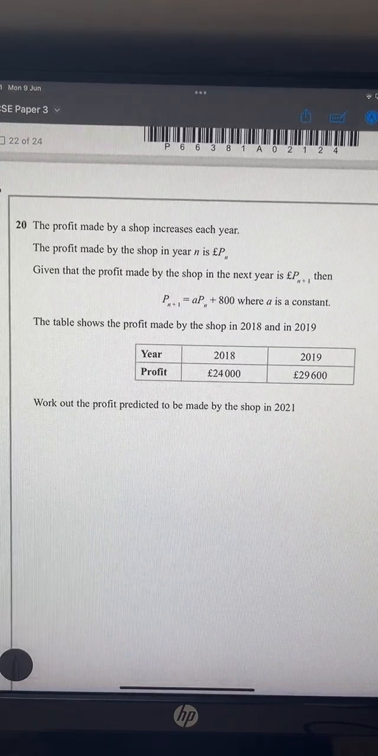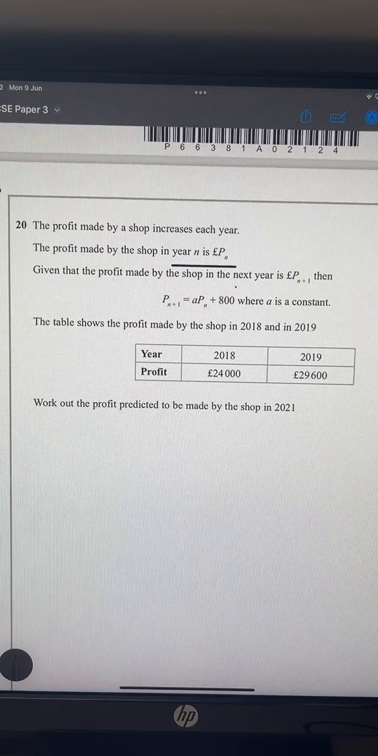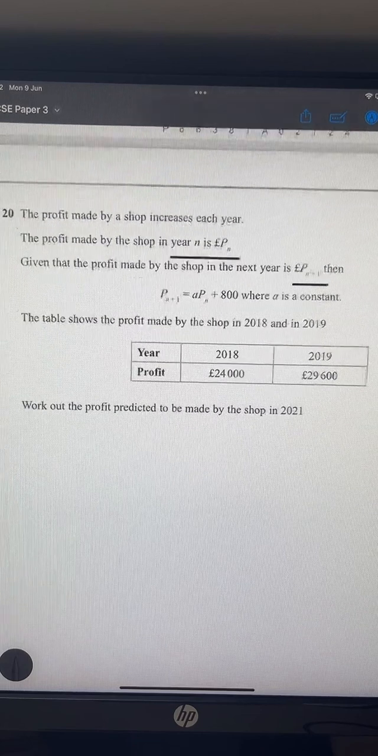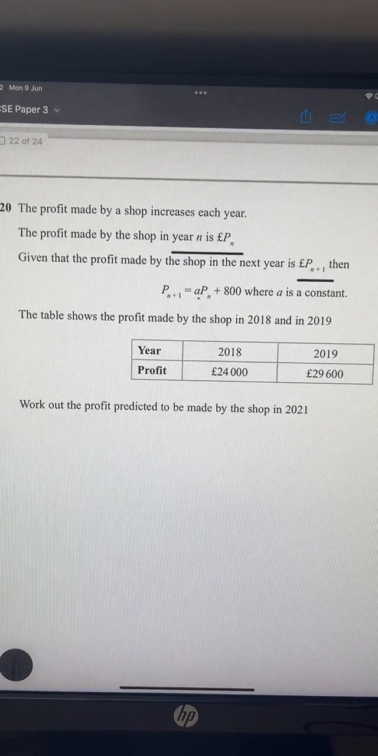So I'm just going to zoom in so you can see this more clearly. So year N, that's how much they make. Given that the profit made by the shop in the next year is pounds PN plus 1, that's just saying that that's the money. This small number here is called the subscript. The subscript tells us which part of a thing it is, right? So this is in year N, so that's the profit in year N. This is the profit in year N plus 1, which is the next year. That makes sense, right? So the profit next year is equal to A times the profit of the current year plus 800, where A is a constant.